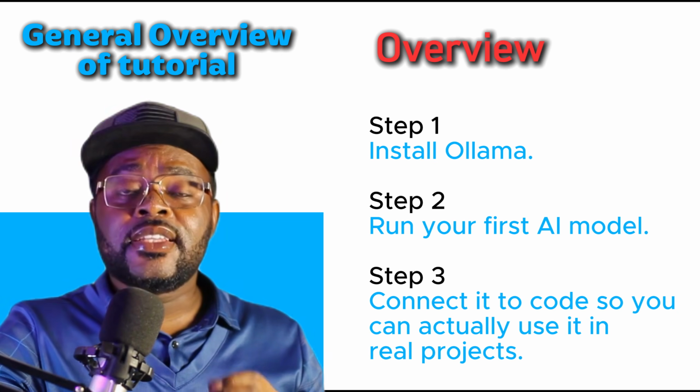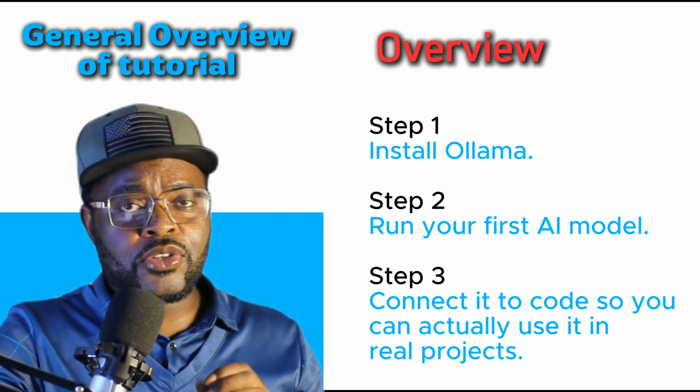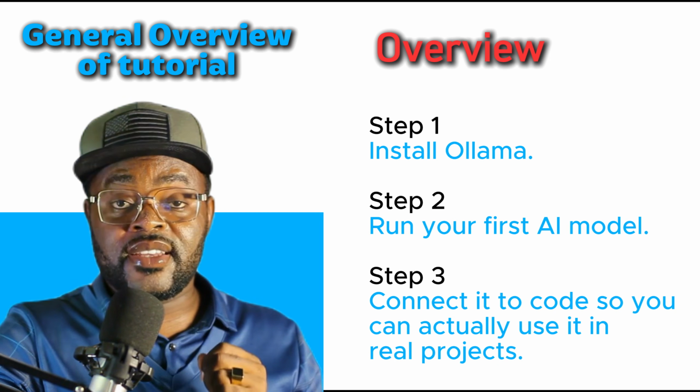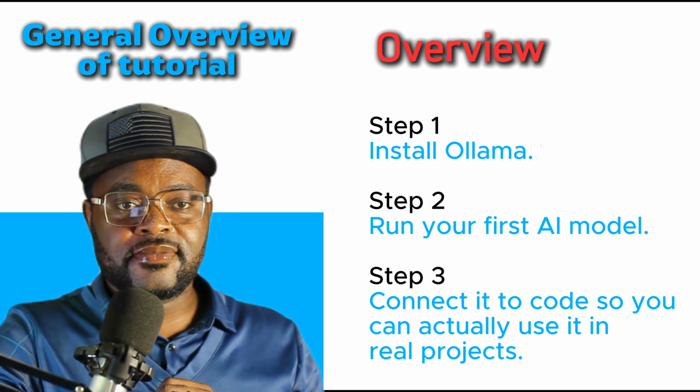We're going to do this in 3 steps. First, install Ollama. Second, run your first AI model. Third, connect it to code so you can actually use it in real projects. Let's start. Step 1. Install Ollama.